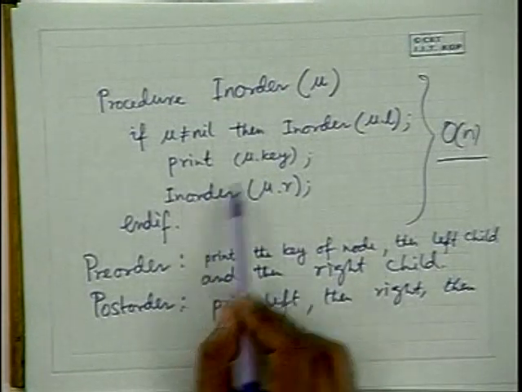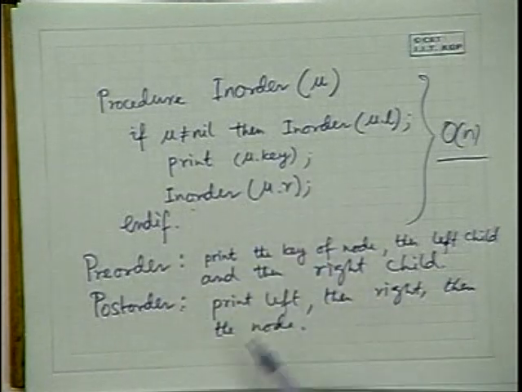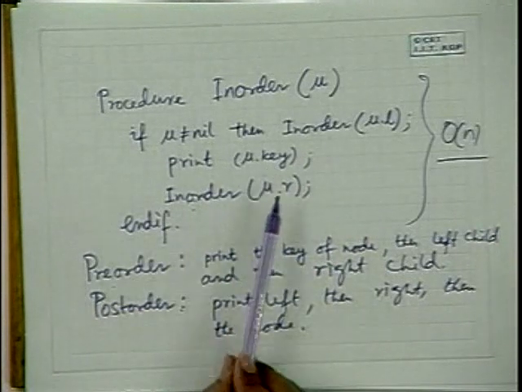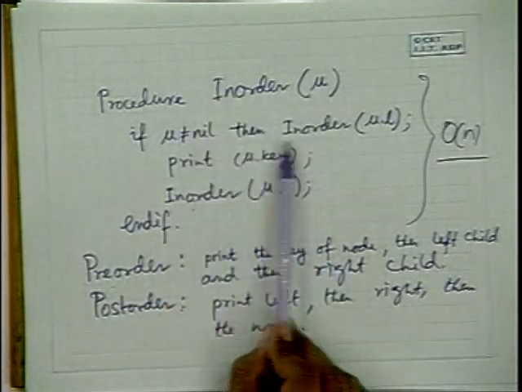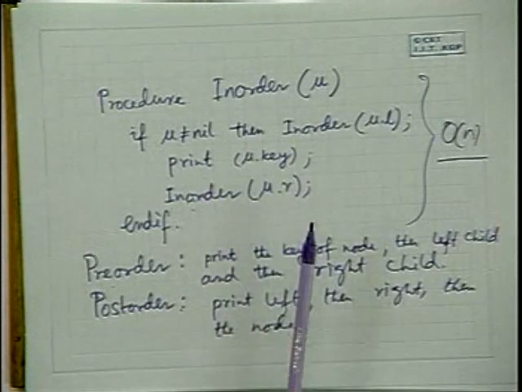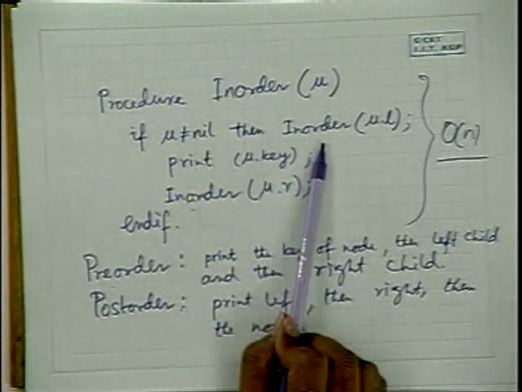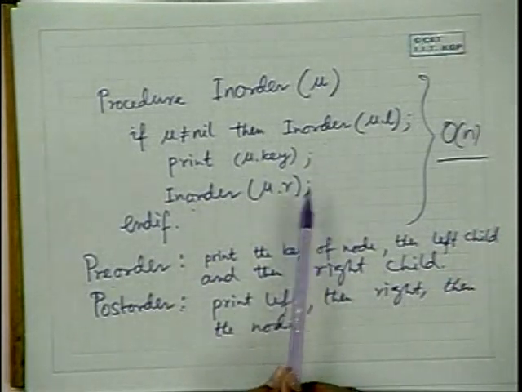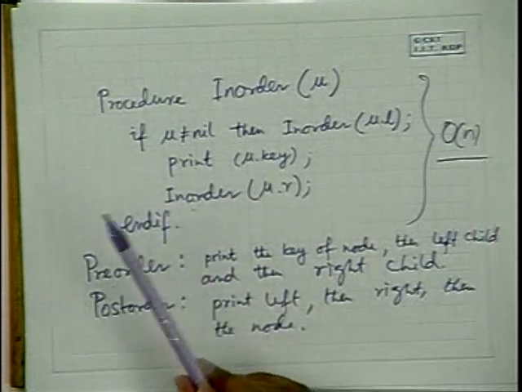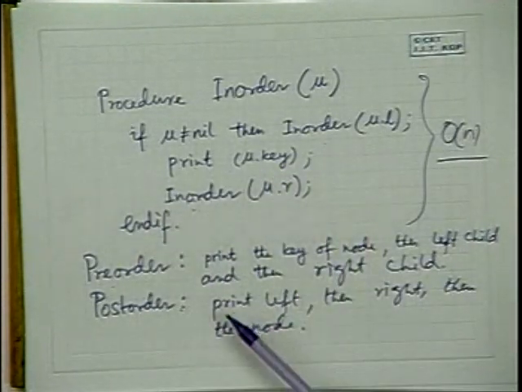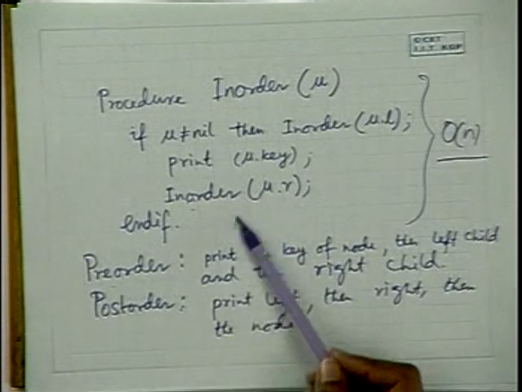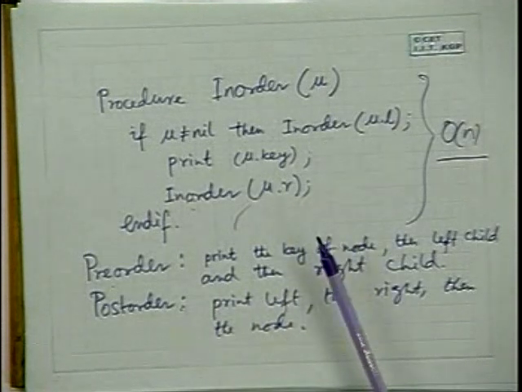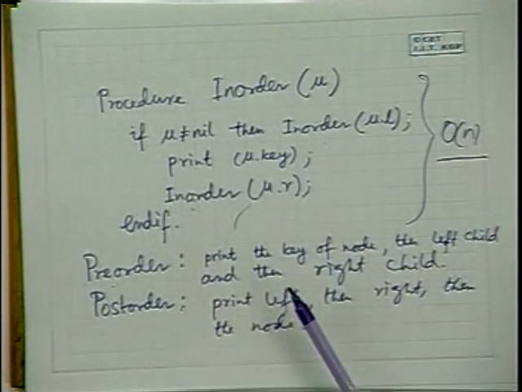So basically the order of these calls should be regulated. So these three, print, in-order, in this case. In case of pre-order, it should be pre-order mu, all this remains the same. Then you have to do print mu dot key, then pre-order mu dot l, pre-order mu dot r. And in case of post-order, just do first post-order mu l, post-order mu r, then print. The order of these three statements just gets commuted to get three different ways of traversing this tree.